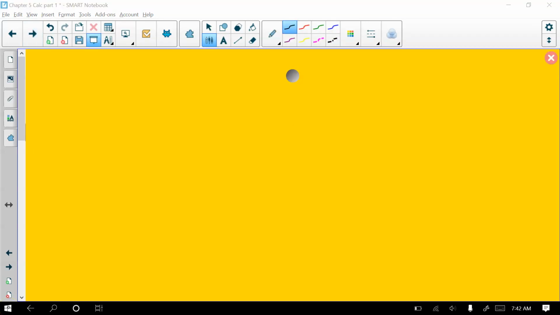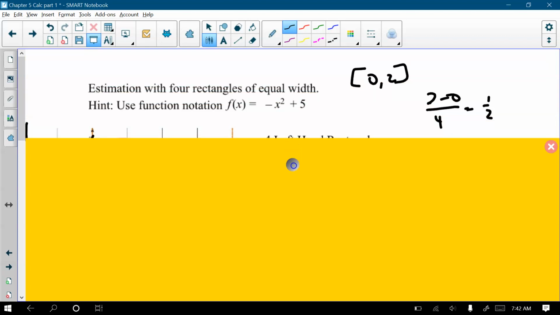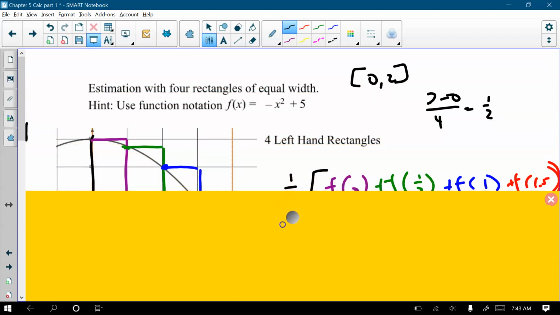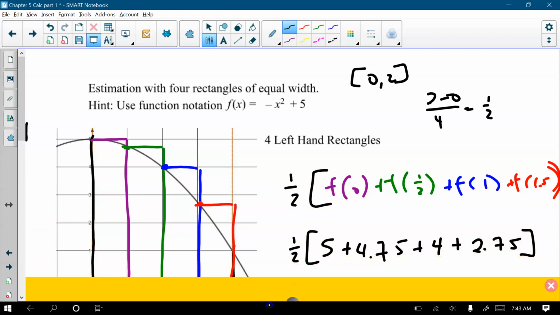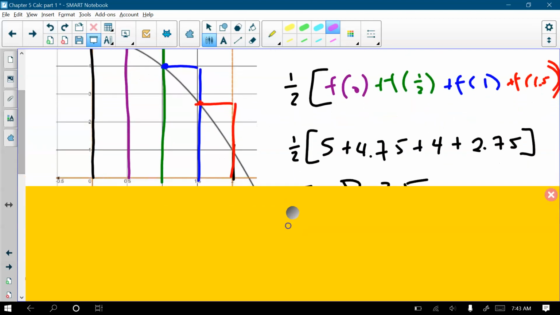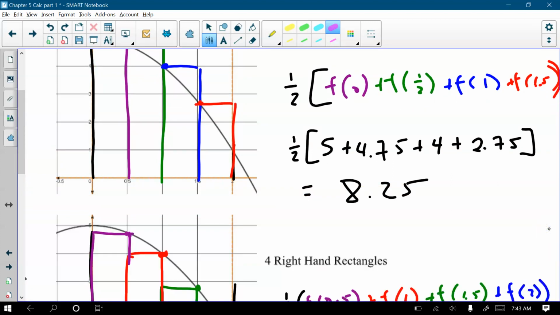Okay, hopefully you were able to get your answers and check with your groups, etc. Here's what I got. So again, the interval's from 0 to 2, which means my width has to be a half for each one. Okay, that's what the rectangles look like on the graph. Here's my setup. And again, I must see this part. I want to see that part. If I don't see that part, that's going to be a problem for you. If I see that part, I'm going to be very, very happy. f of 0 plus f of 1 half plus f of 1, because I want the height in terms of the function. Okay, and then that should be my answer. If I got it wrong, you'll let me know next time. All right, next.